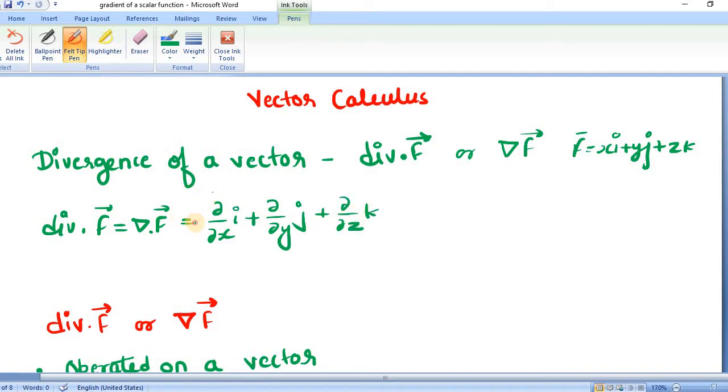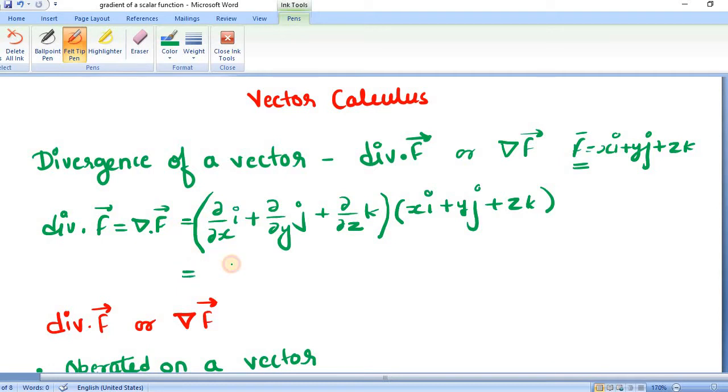This is the del operator. We have already talked about this differential operator in the previous lesson, and this is applied on f. So here f is xi plus yj plus zk. This could be anything, but here we have considered that f is equal to xi plus yj plus zk. So this is the definition of the divergence of the function.